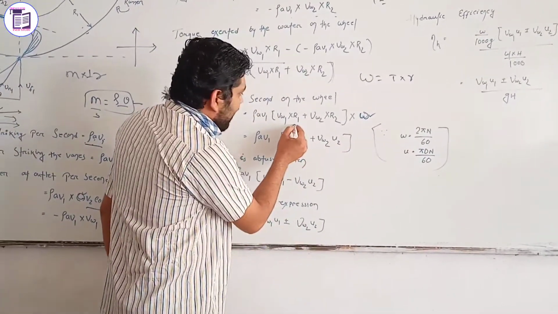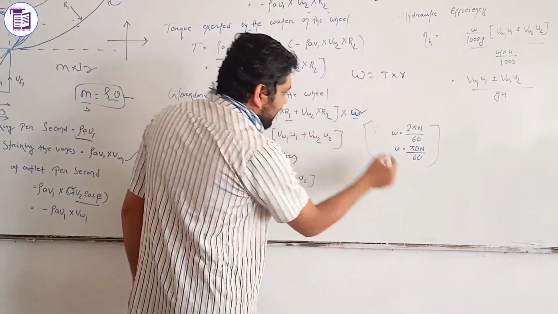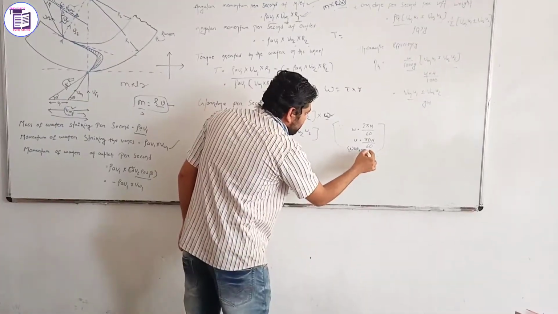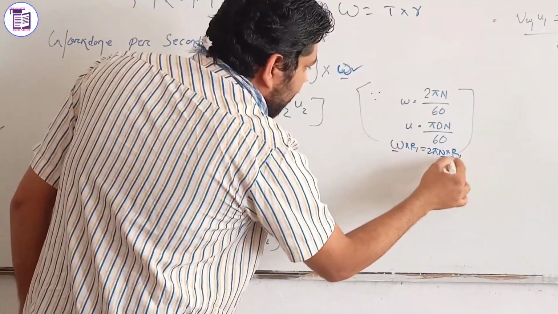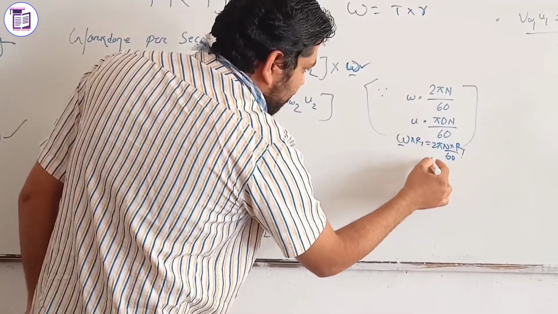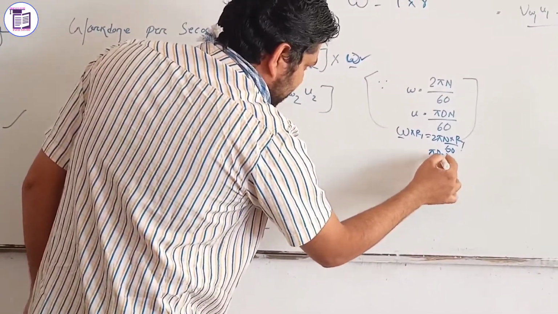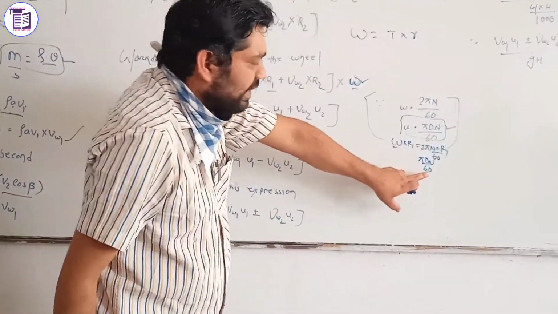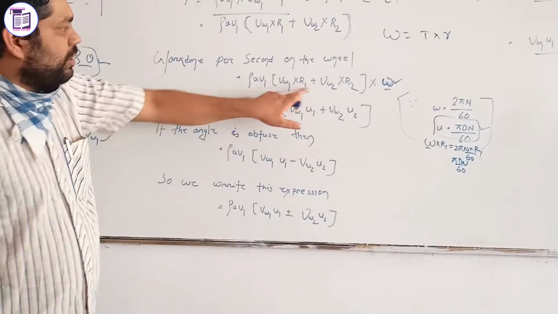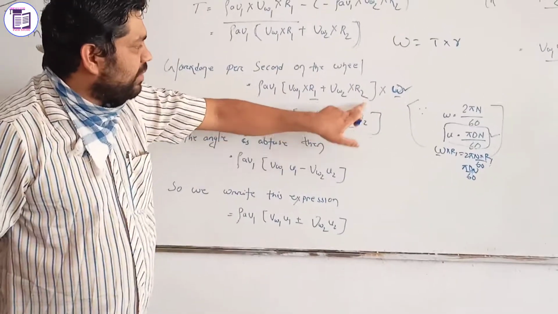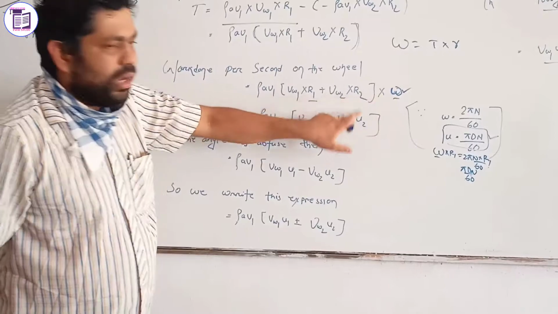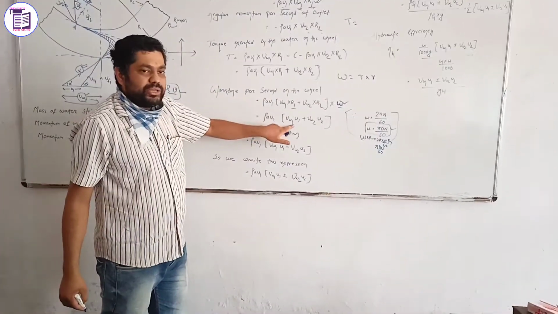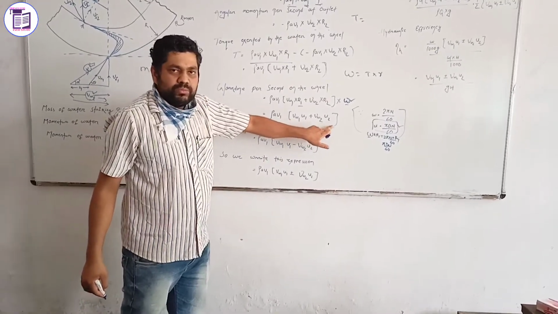When you consider this R1, this is omega into R1, then 2 pi N into R1 by 60. Also you can get 2 R1 as D, so pi D1 N by 60. So u is equal to pi D N by 60. Under that, you can write inlet blade velocity u1 for omega R1 and outlet blade velocity u2 for omega into R2, the outlet radius. So using this expression you can write rho V1 VW1 u1 plus VW2 u2.